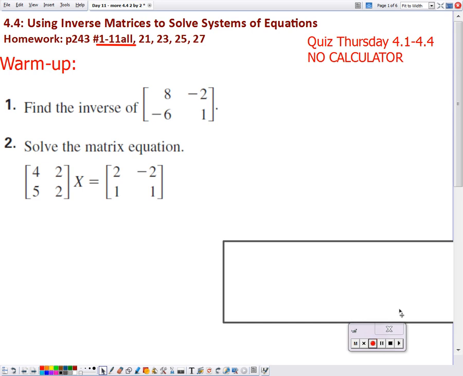Okay, to find the inverse of a matrix, the first thing we want to do is find the determinant. So we are going to remember these are A, B, C, and D. So the determinant is going to be AD, so 8 times 1, which is 8, minus BC, negative 2 times 6, which is 12. So the determinant is negative 4.